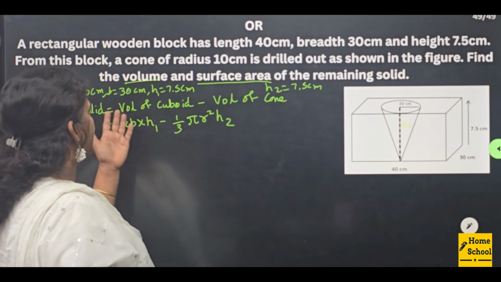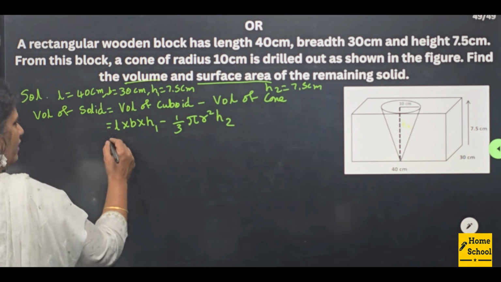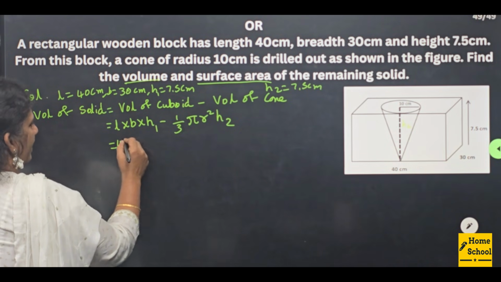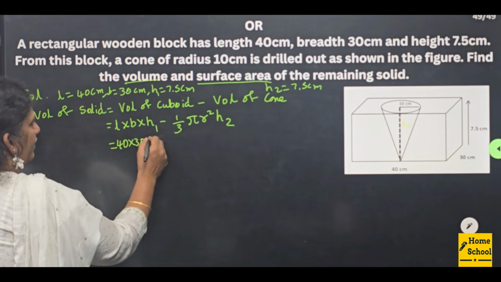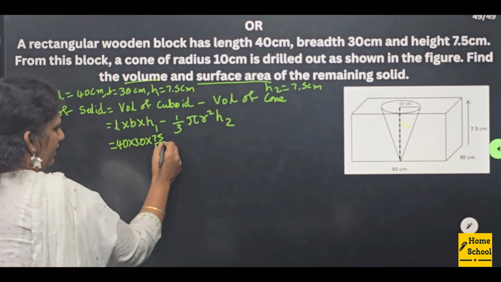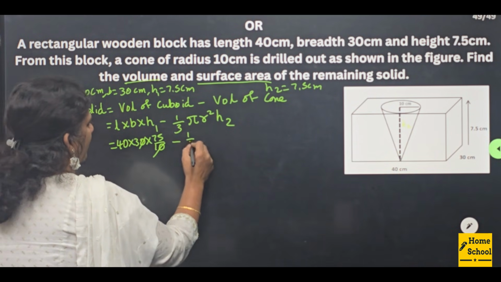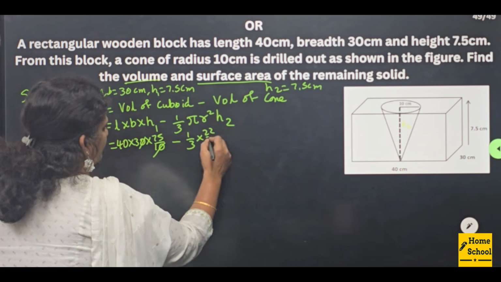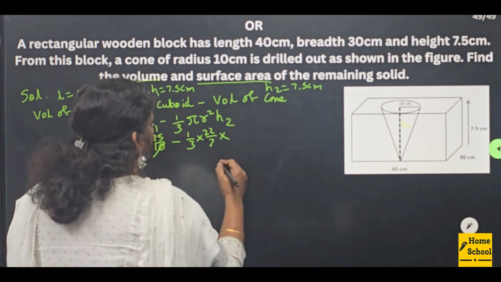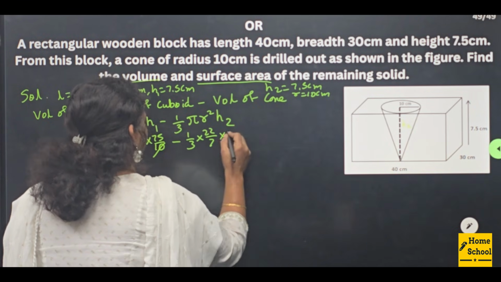So no need of specifying H1 and H2 also not needed. If you want, you can take. Now length is 40 into breadth 30 into height 7.5. I'll write it as 75 by 10, 0, 0 cancel. Minus 1 by 3 into 22 by 7 into, what is the radius of the cone? R is equal to 10 centimeters, given.